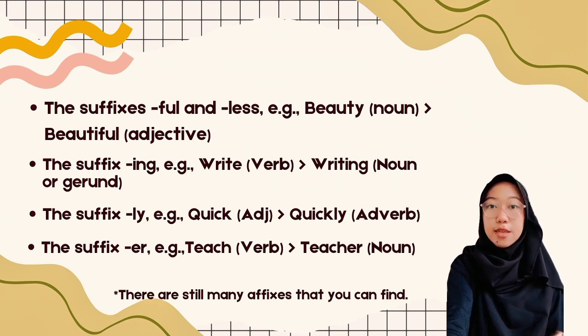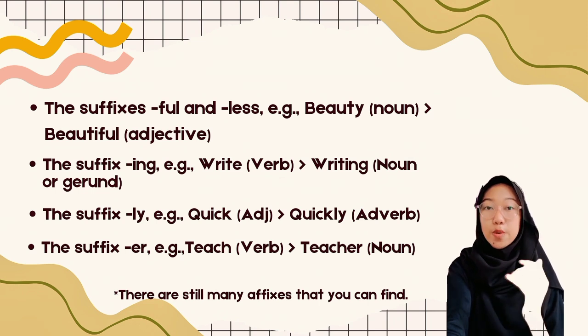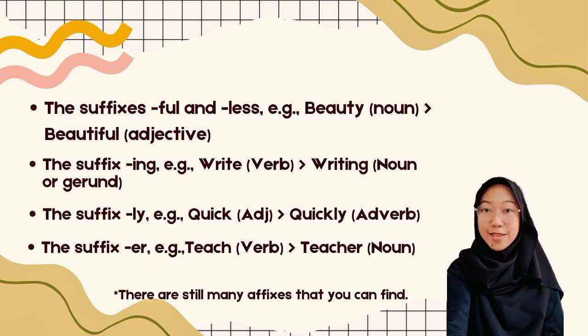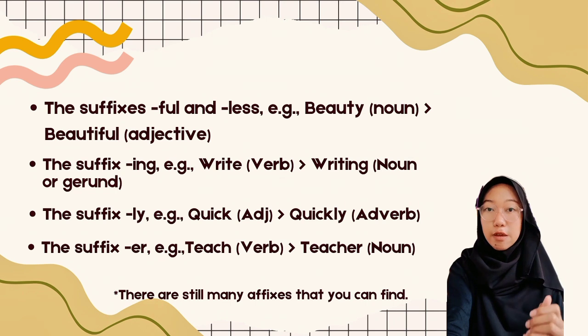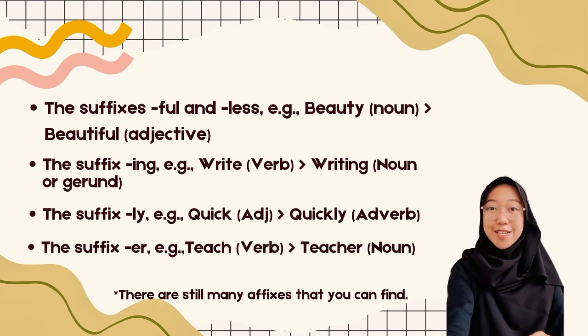The next is the suffix ly. It changes adjective to adverb. For example, quick to quickly. Quick is an adjective and quickly is an adverb. The suffix er changes verb to noun. For example, teach to teacher. Teach is a verb and teacher is a noun.